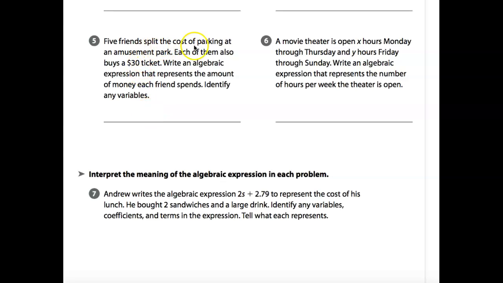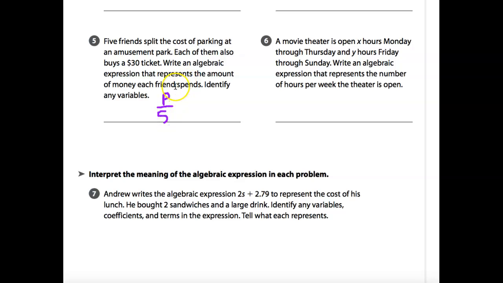All right, so what they're doing, 5 friends are splitting the cost of parking. So what we would do, we don't know parking yet. So what we would do is here, p is going to stand for parking. And then they're going to divide that.